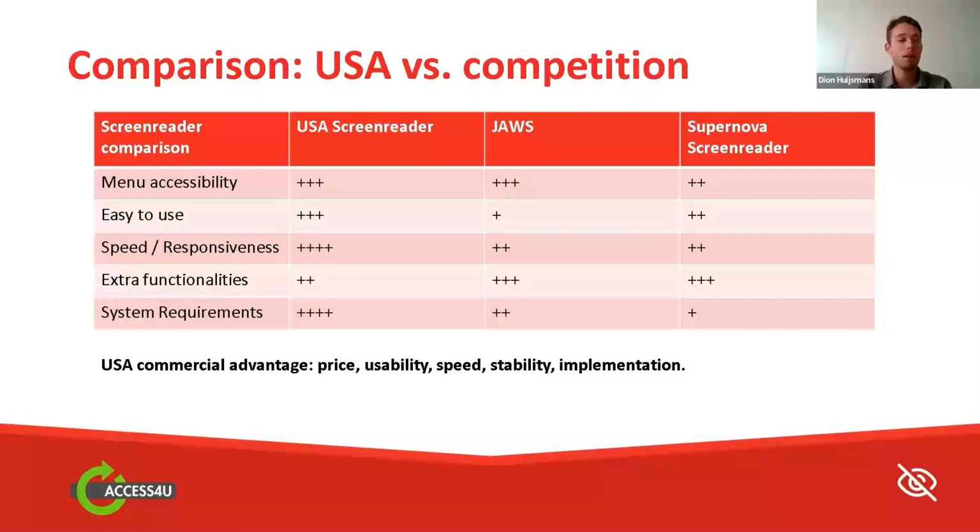So we see that the menu accessibility is still fine with every screen reader. It's easy to use, it's efficient, and people know where to find it. As you saw also in the video, it's set up in different topics and different subtopics. However, again, the easiness to use is different. USA is a lot simpler and easier to use compared to the other screen reader software, depending on what you would prefer to do. Again, speed, responsiveness is still a thing, extra functionalities and the system requirements.